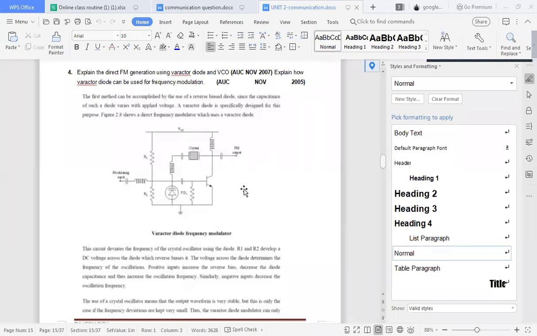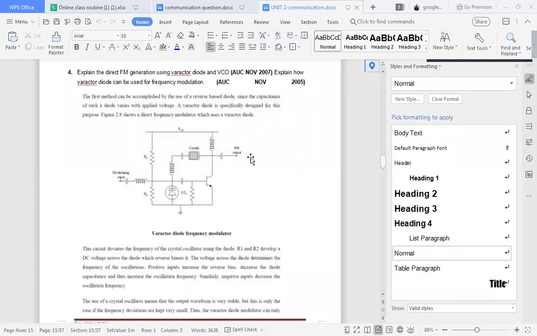Frequency modulation means the frequency of the carrier is varied in accordance to the message signal. That is happening here. Here you are applying modulating signal. This modulating signal is connected to a variable capacitor or the varicap or the varactor diode, and this C is varying, and this C is connected to an inductor, and this circuit is called the resonance circuit, L and C.